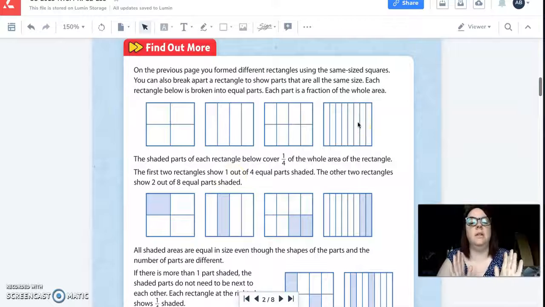This is where it can get a little confusing. They're all the same size, correct? Yes. Okay, but they're not all broken apart in the same amount of pieces. So if we look, this is the same size as this, this, and this, but they're broken into fourths, just different ways for fourths, eighths, and eighths. So these two are broken into fourths, and these two are broken into eighths.